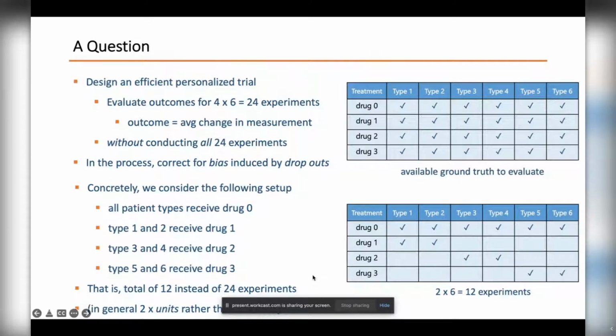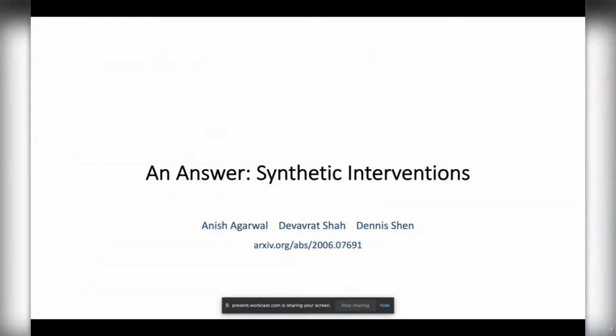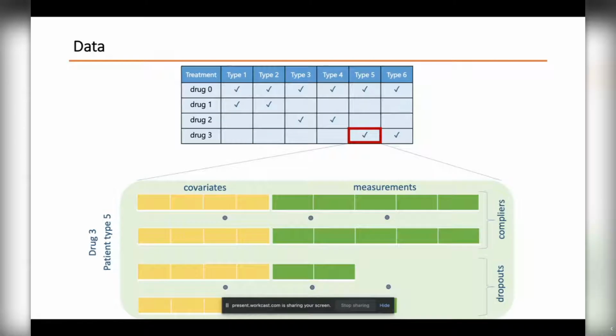Okay. All right, so with that, here is a method to answer this question. It's a method of synthetic intervention, and this is the manuscript for the original method. What I'll do now is, through pictures, try to explain exactly what we are going to do in terms of data, and then apply the method to fill in all of these cells.